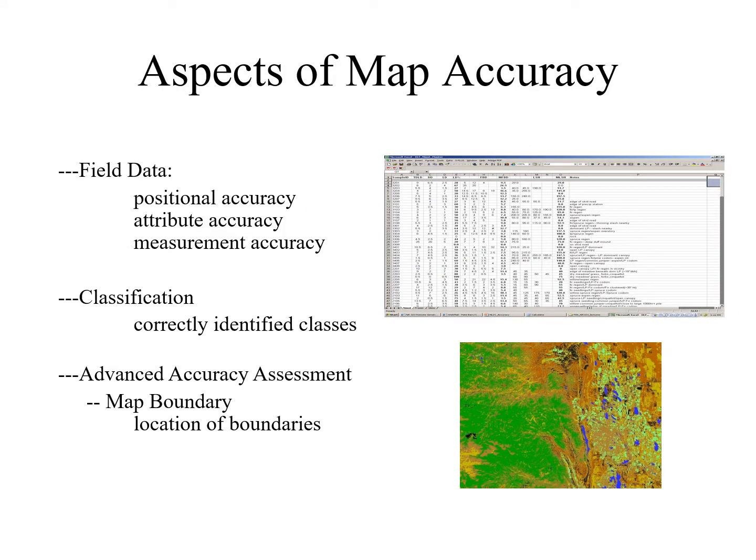So there are a number of aspects of map accuracy. There's accuracy associated with the field data. So positional accuracy, whether or not you actually are where you think you are. There's attribute accuracy. So you might be collecting species data and you could have the wrong species. You can have measurement accuracy, so you might be measuring the diameter of trees and screw up your measurement.